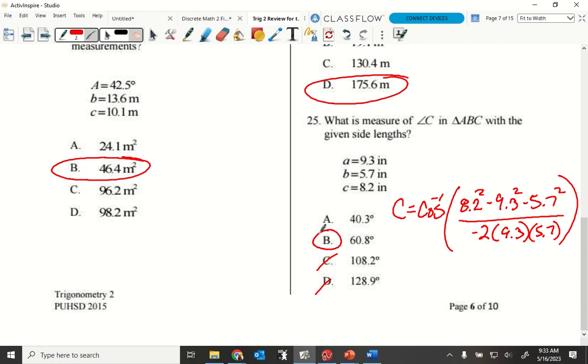I'm taking a guess. I'm saying it's this, just by doing it in my head. It's 40, or it's 60 point something. Is it correct? Yeah.